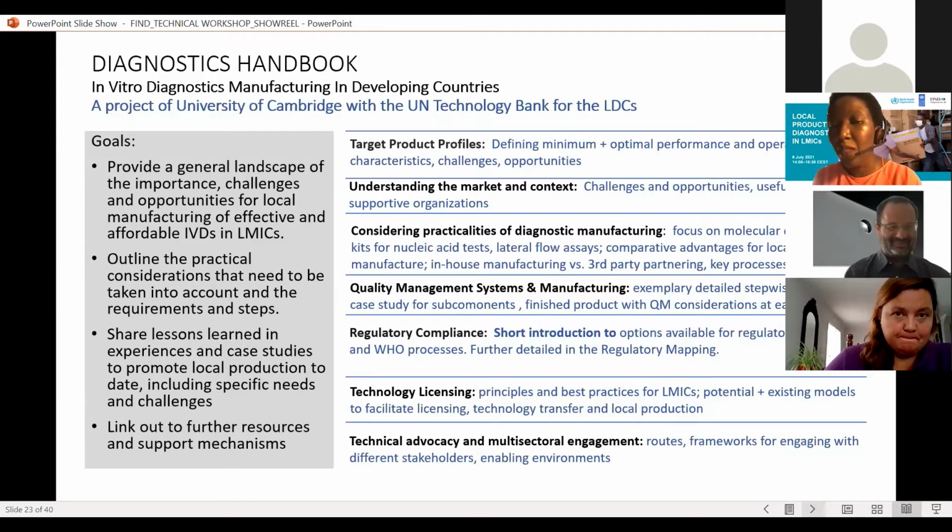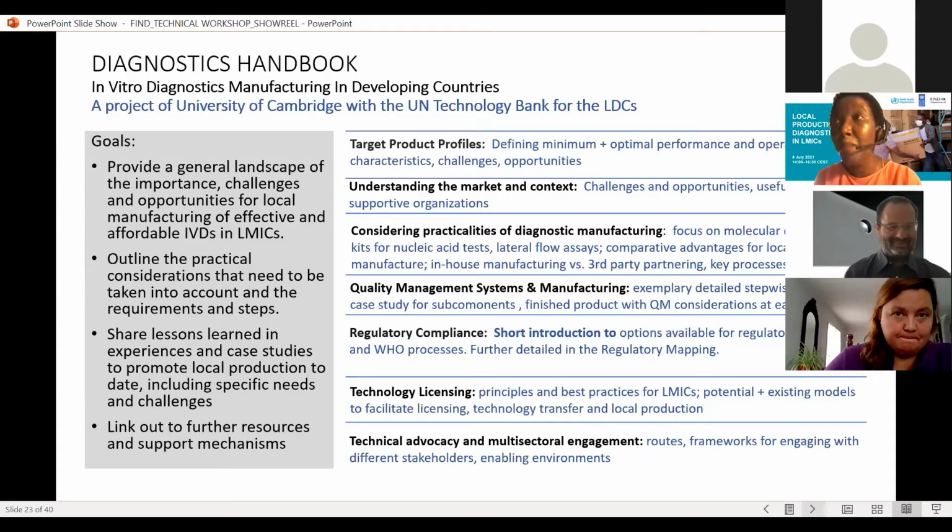And then finally, the goal of the document is also to link out to further resources and support mechanisms that are available to manufacturers that they may not yet know of and may not yet have considered as tools to ease their entry into or their further development of the manufacturing process.